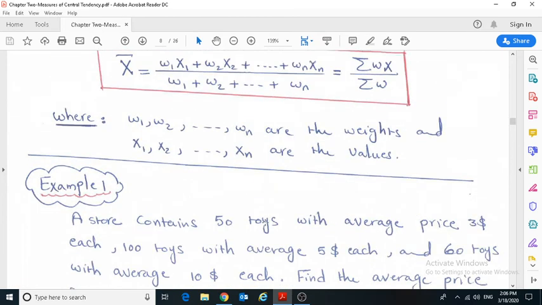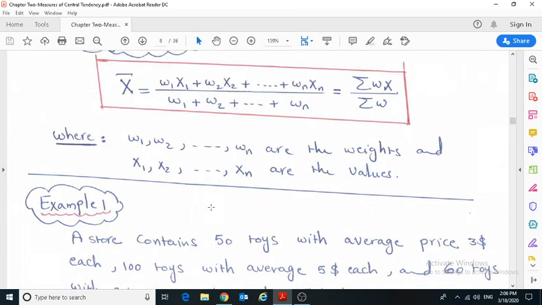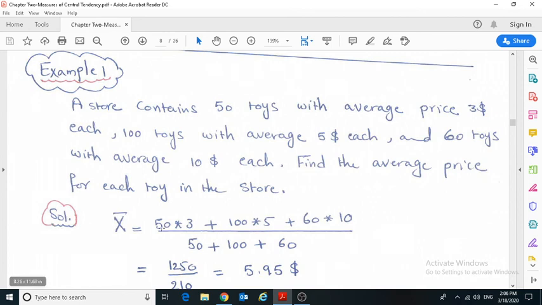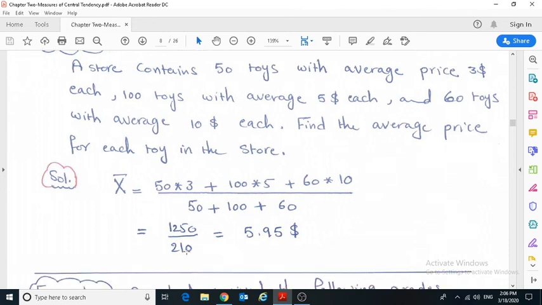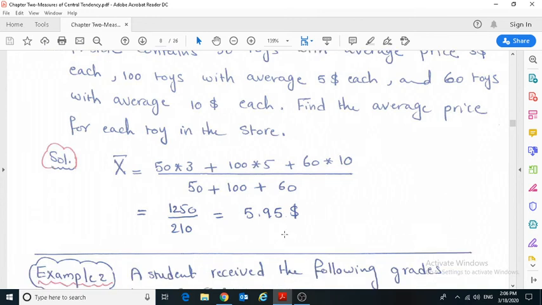We substitute in this rule. X bar is equal to 50 multiplied by 3 plus 100 multiplied by 5 plus 60 multiplied by 10, divided by the total number of toys in the store, which is 210. So the average price for any toy in the store will be $5.95.